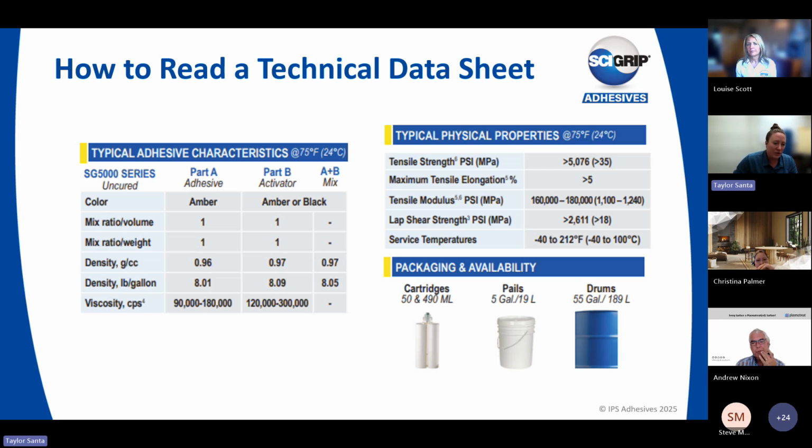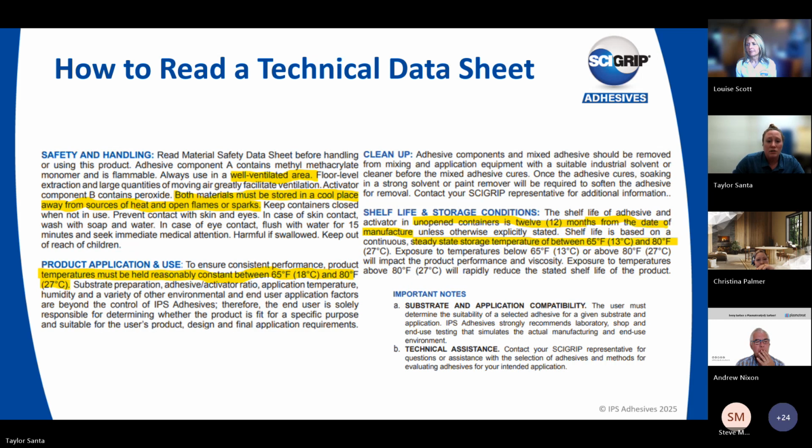We also describe our packaging and availabilities for the product itself. For this one, we have cartridges in 50 and 490 milliliters, and then we have bulk that comes in 5-gallon pails and then 55-gallon drums. Most of the information on the first page is seen and recognized by everyone who reads any TDS.